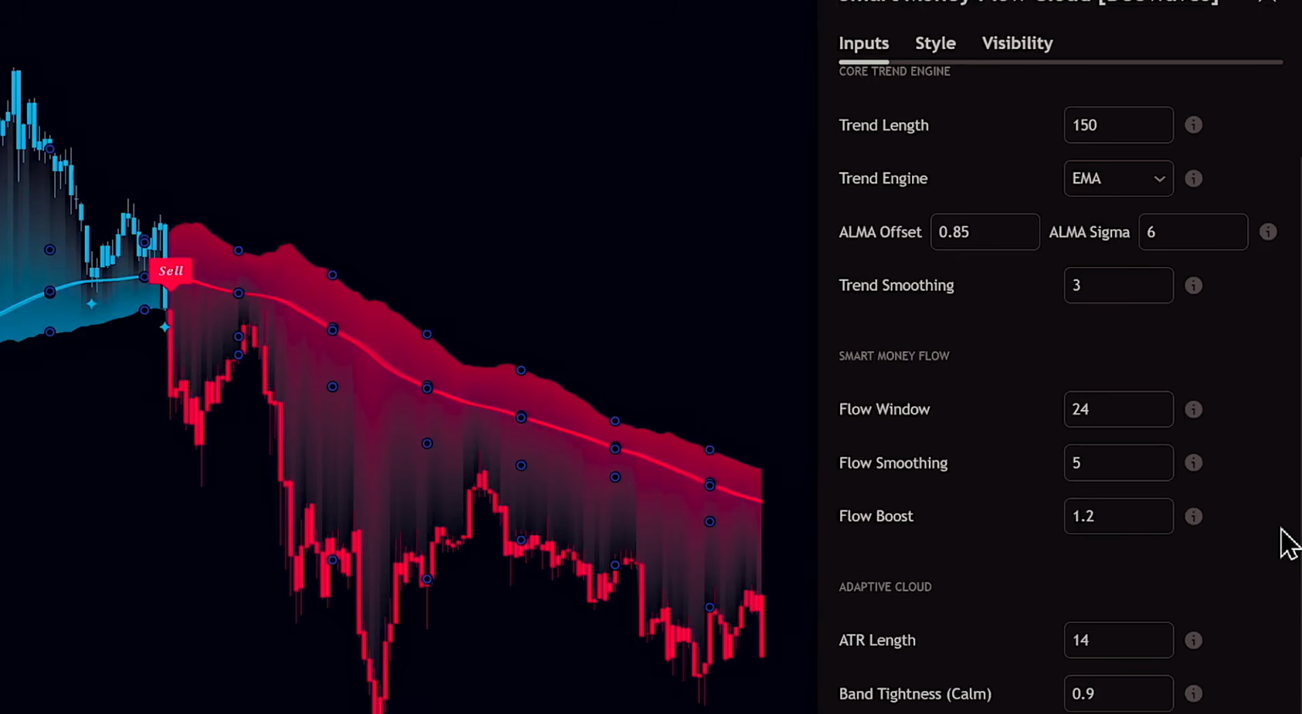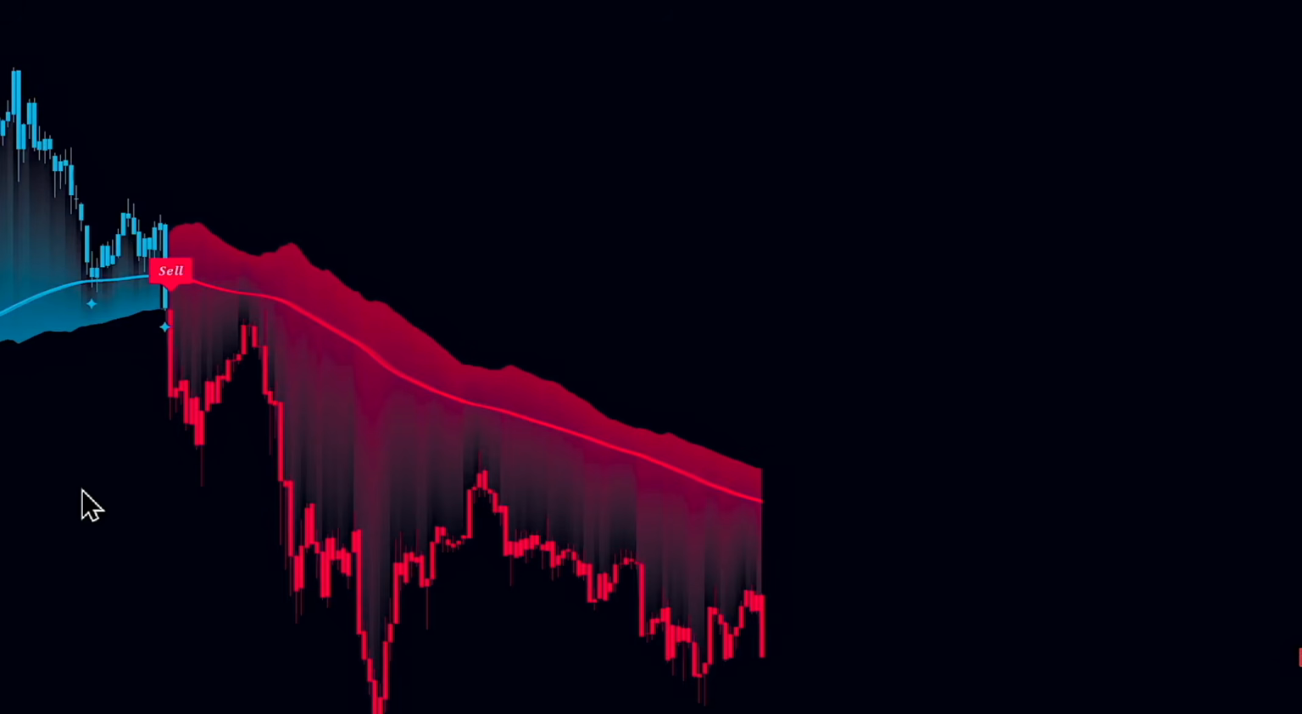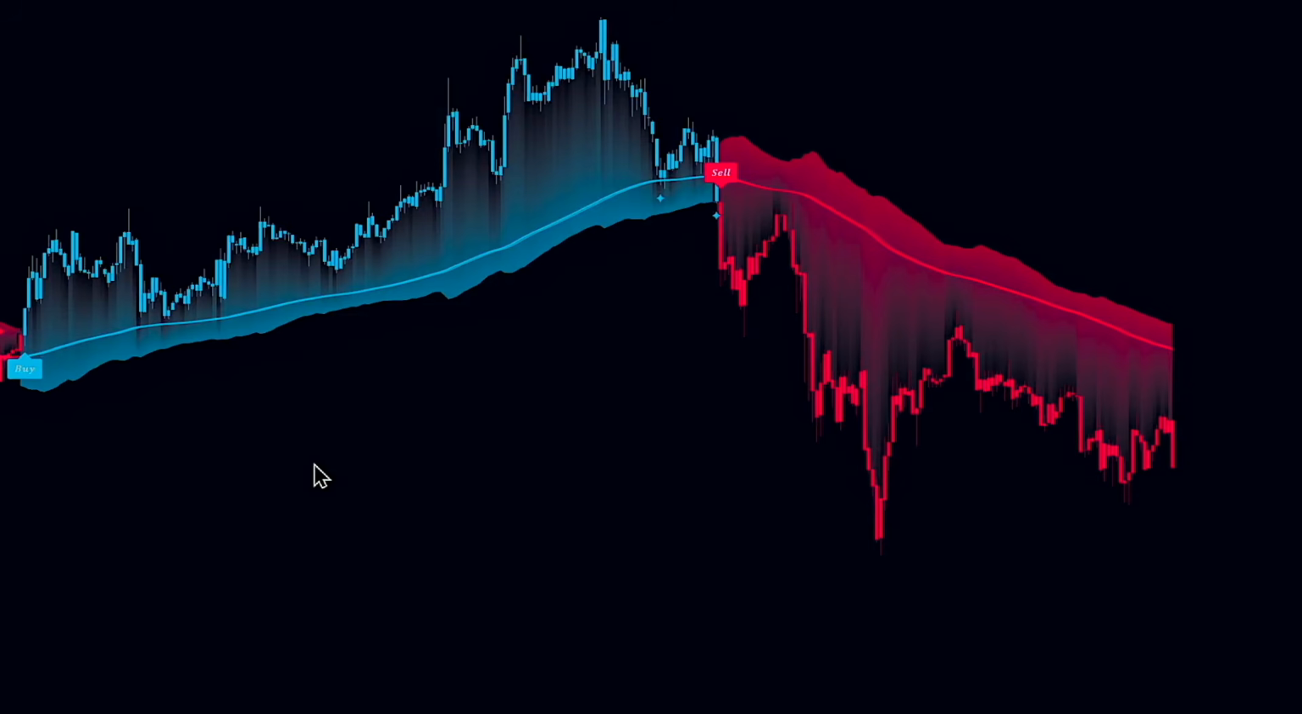If you ever feel the signals are too jumpy, smooth the flow more. If you feel signals are too delayed, reduce sensitivity or shorten length. For today though, we're keeping it simple. Just set length to 150 and trade the system the way it was designed.